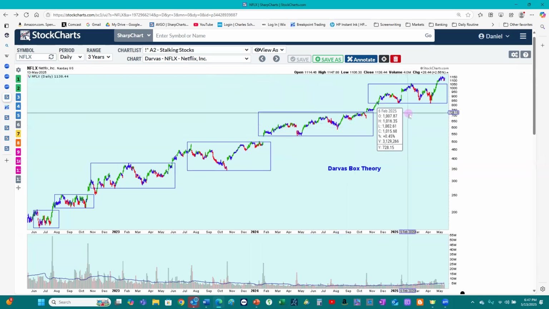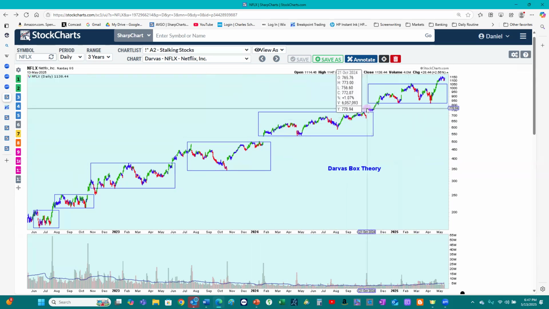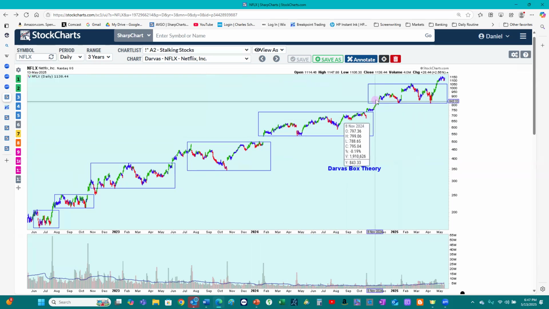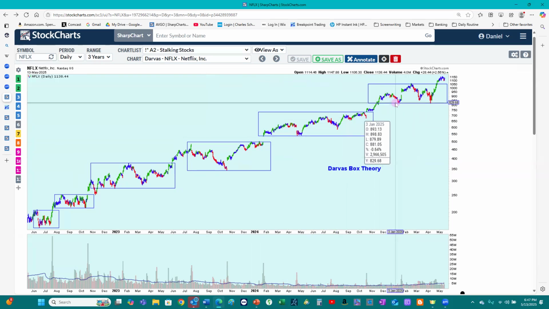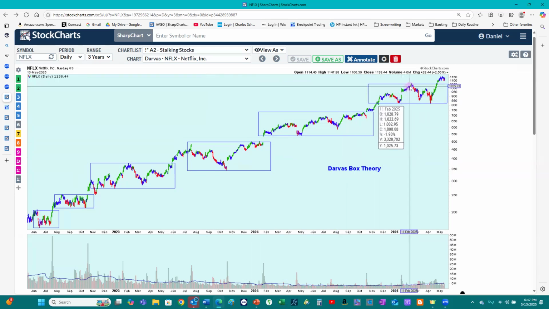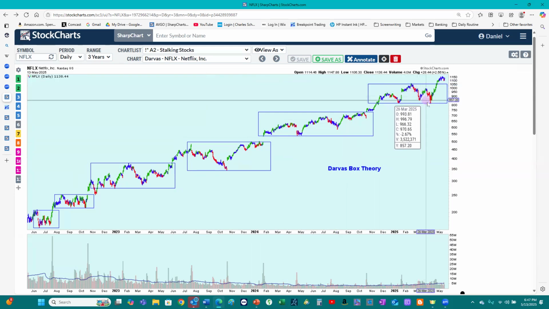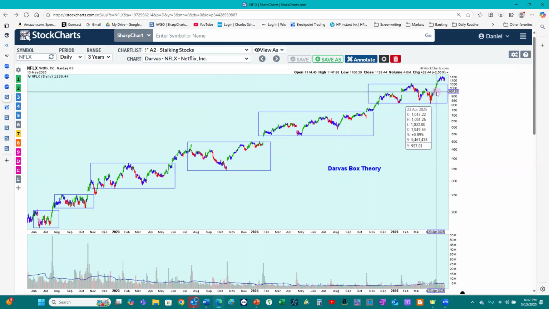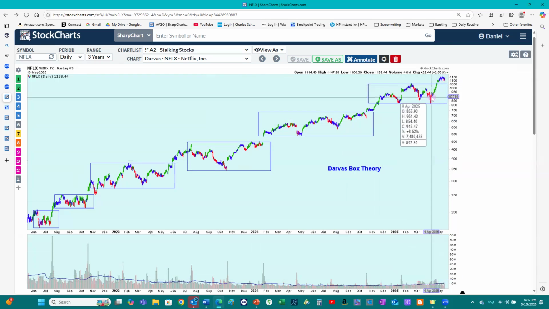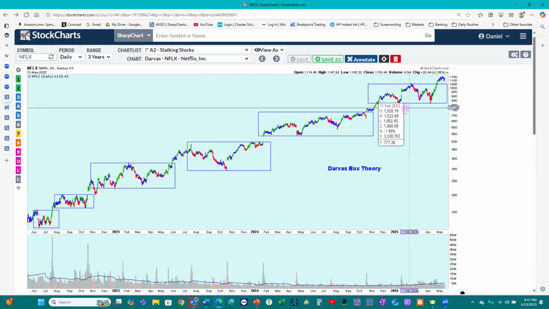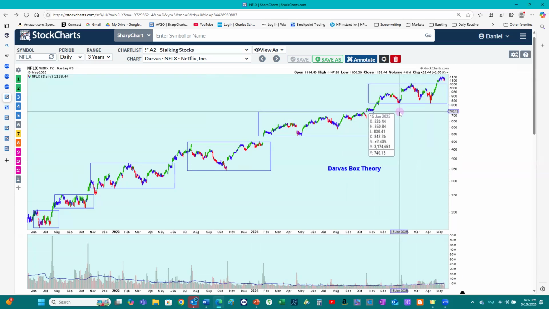So right now, this is where we are. He bought more here. It's moved up. It comes down, so he puts his bottom of the box there. There's the top right there. Comes back down again, and then right here, it breaks through the top of the box again on high volume. So he would buy more right there, and he would move his stop up to the bottom of the previous box.